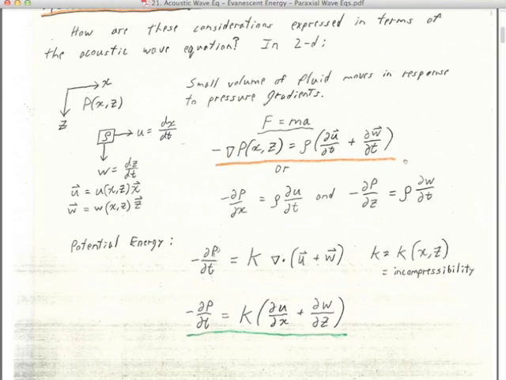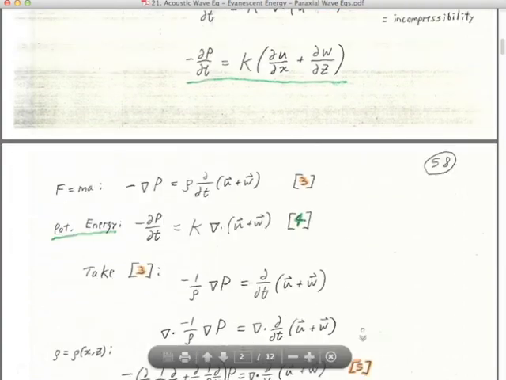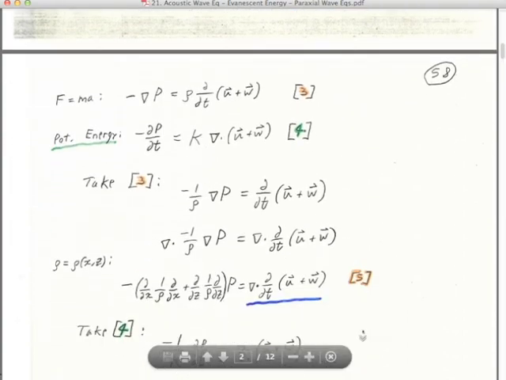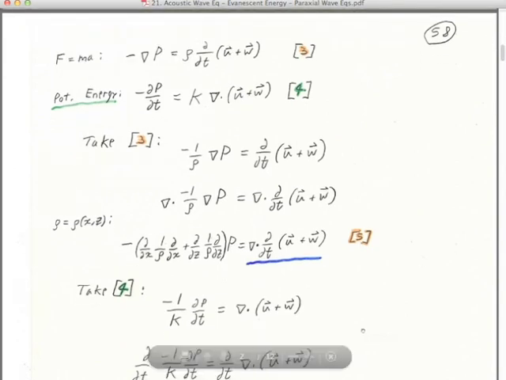F equals ma is underlined in brown, that part. The constitutive relation is underlined in green. So here are the parts written right next to each other. And of course, for a wave equation, what we like to have is an equation that's purely in P. It just describes the pressure field and its time and space derivatives, and that will now allow us to get the spatial and time evolution.